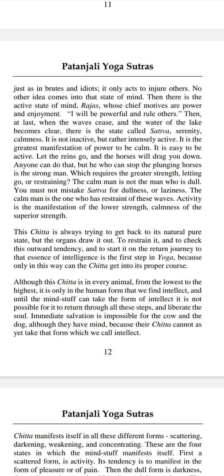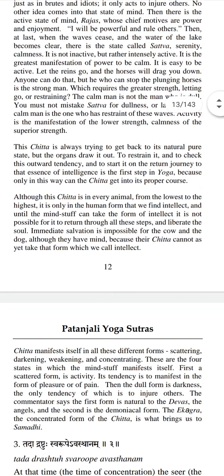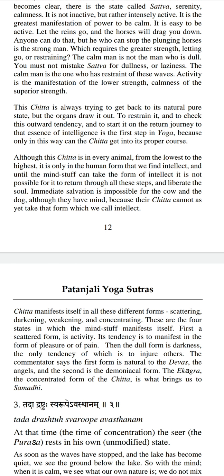And until the mind stuff can take the form of intellect, it is not possible for it to return through all these steps and liberate the soul. Immediate salvation is impossible for the cow and the dog, although they have mind, because their chitta cannot as yet take that form which we call intellect. So here it has been said that the cow and dog may take time to get salvation, because one thing which has to be added in it is intellect.